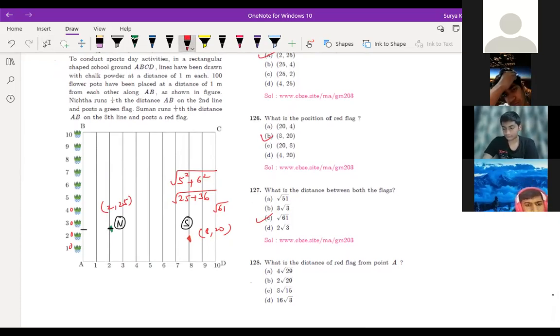It's root 400 plus 64, root 464, right? Now what is the root of this? I think the first answer is correct. Check. 464 is 29 into 16. Root 16 is 4, so 4 root 29.